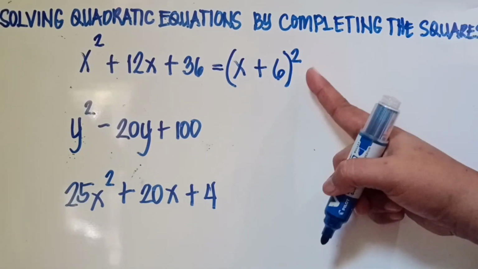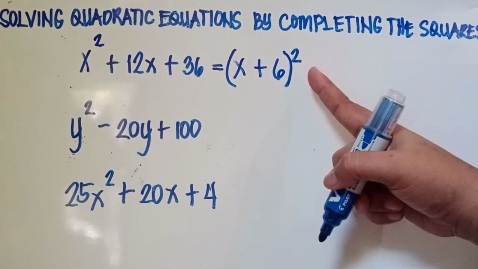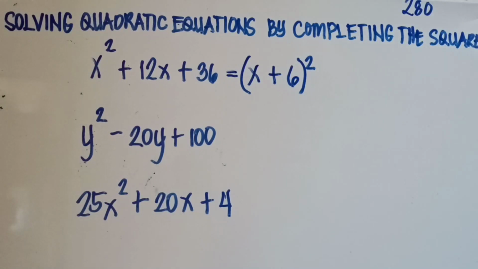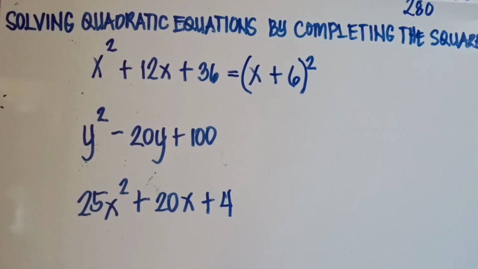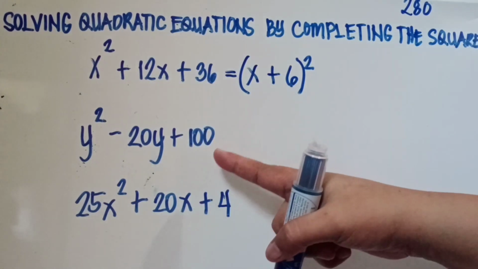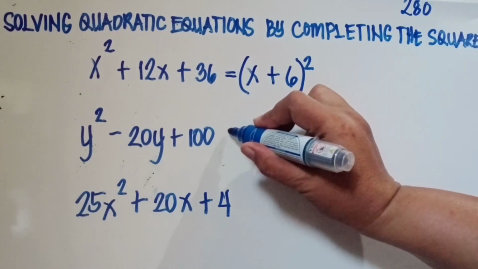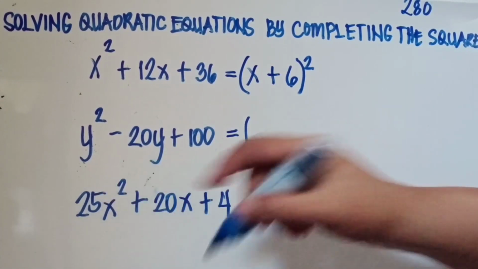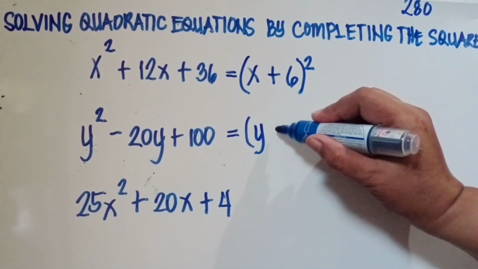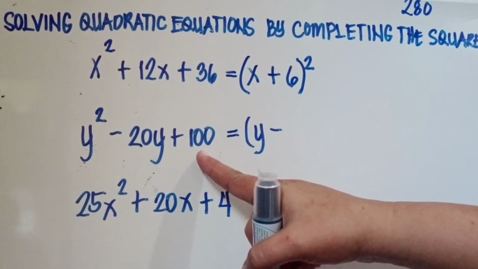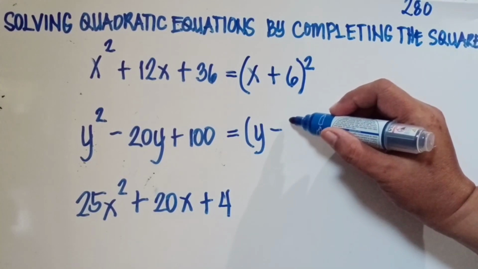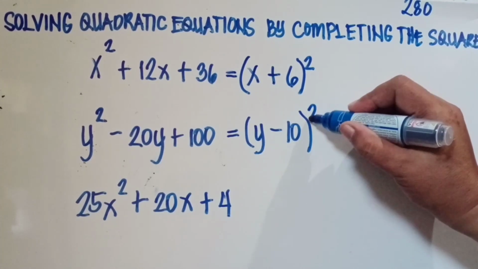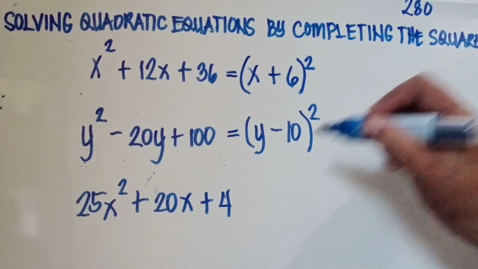Okay, so anong tawag dito? This is a square of binomial. Next example is y squared minus 20y plus 100. So, get the square root of the first term. Y squared is y, sign of the middle term, and the square root of the third term. So, the square root of 100 is 10. Then, raise this to the second power.